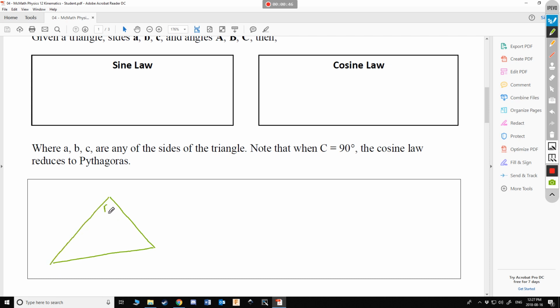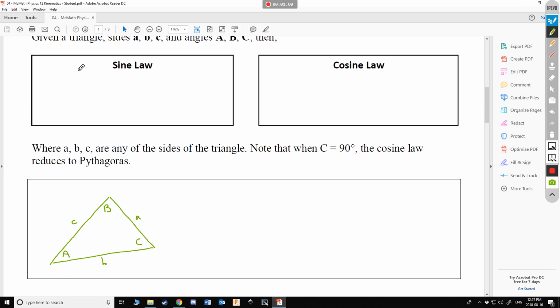So we have, if we call this A, B, and C, and I call this a, b, and c. So we have the length opposite its angle, the length opposite its angle, the length opposite its angle. So capitals for the angles, lowercase for the lengths. Again, you can really use whatever symbols you want.